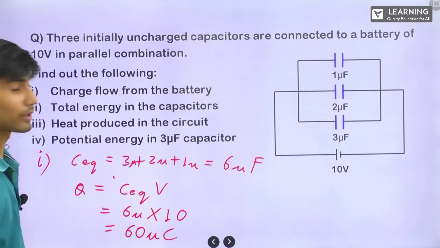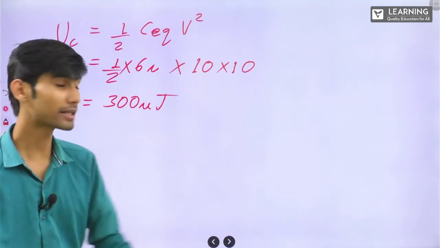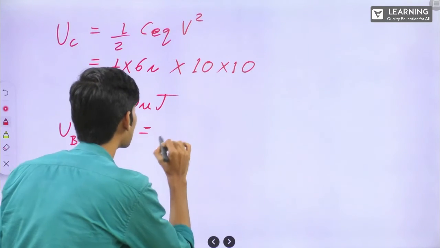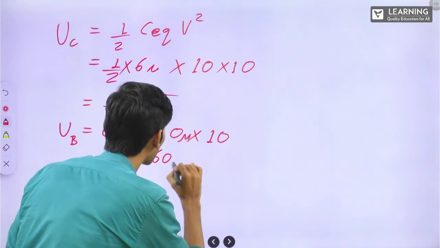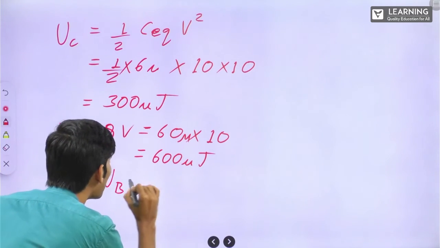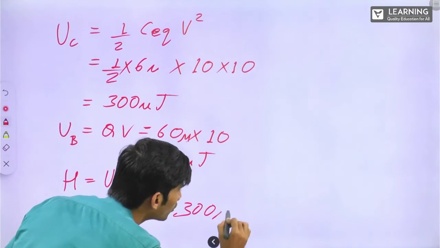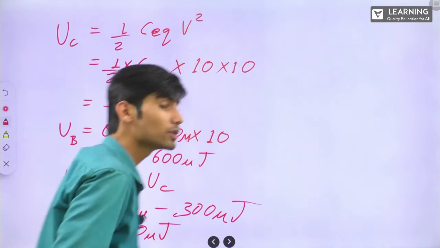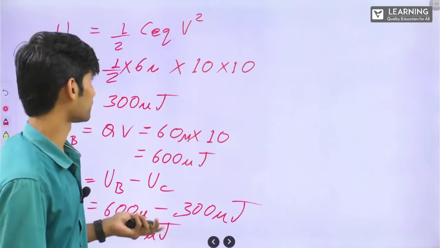Then heat produced in the circuit. First we have to find out the energy supplied by the battery. Energy supplied by battery is equal to Q into V, that is equal to 60 into 10. Now this is 60 microcoulomb, so that is 600 microjoule. Correct? So the heat will be U by battery minus U by combination, that is equal to 600 microjoule minus 300 microjoule, and that is equal to 300 microjoule. Yes or no? Heat is equal to 300 microjoule. Simple question, that's why I'm going fast.